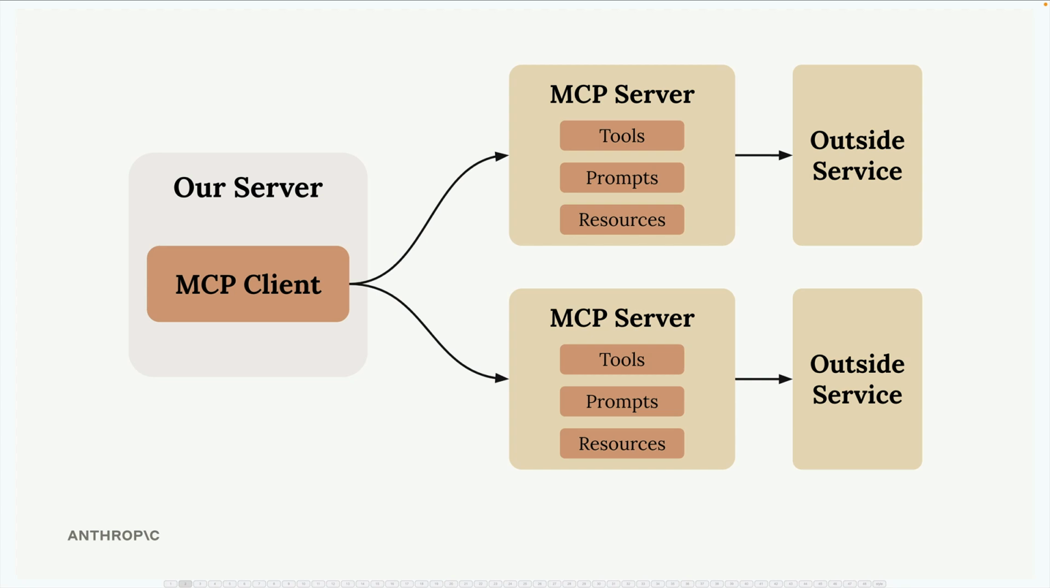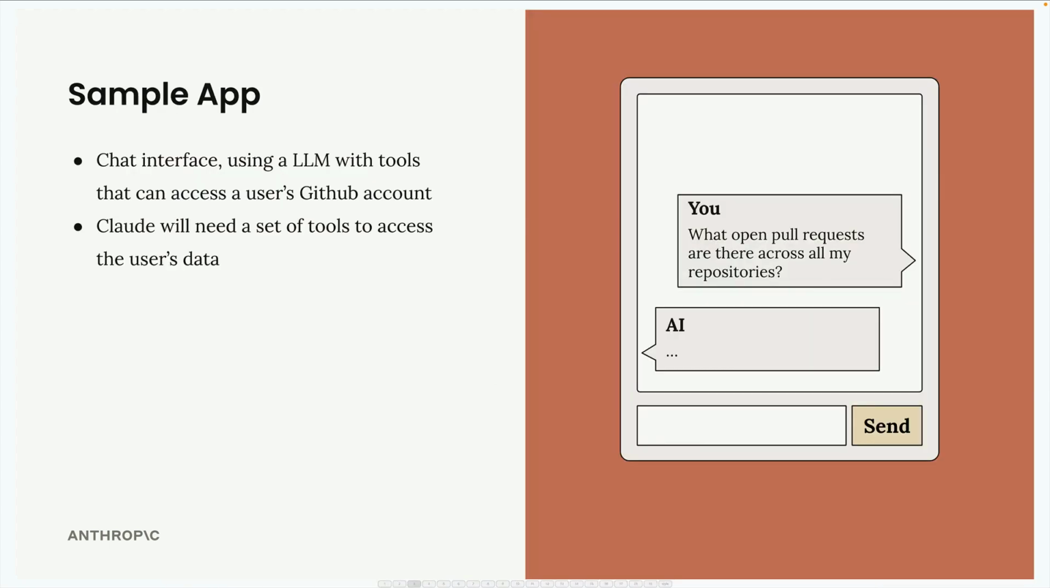It shows two major elements of MCP, namely the client and the server. The server often contains a number of internal components, named tools, resources, and prompts. Now, there's a lot of terminology here, so to help you understand all of this, we're going to imagine that we are building a small app and see how MCP fits into it. Our sample app is going to be another chat interface. It's going to allow a user to chat with Claude about their GitHub data.